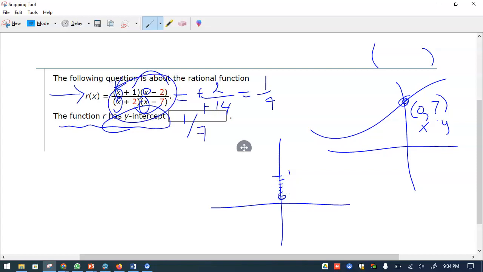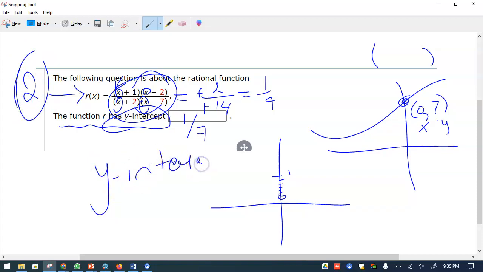That's all they expect of you in question number 2, checking whether you understand what the y-intercept is. That's all it is. And we know this from middle school, what the y-intercept means. When x is 0, what is y?